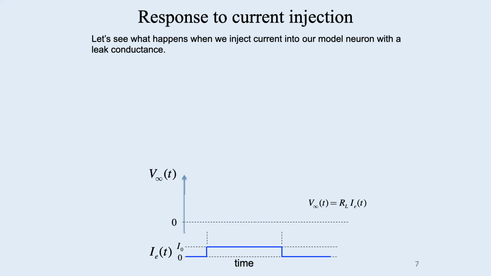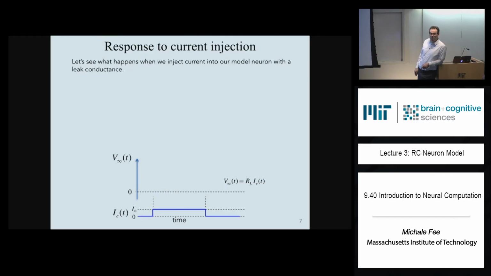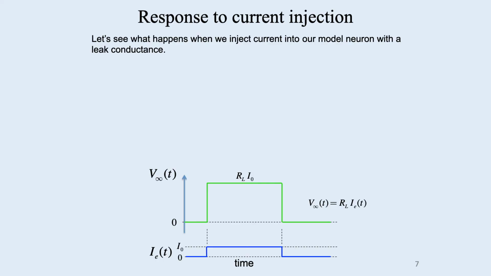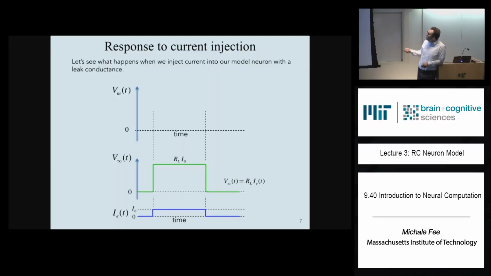So what does V infinity do as a function of time? Anybody? Good. It does the same thing, but multiplied by R sub L. Very good. Okay, and what does the membrane potential do? So let's start the membrane potential at 0. So starting here, what does the membrane potential do as a function of time?